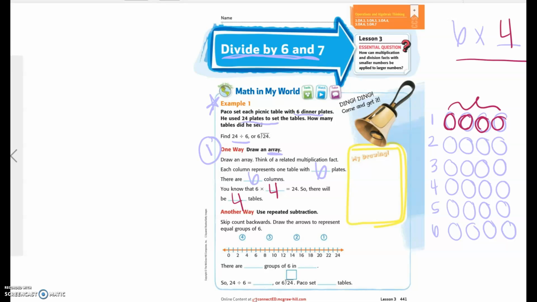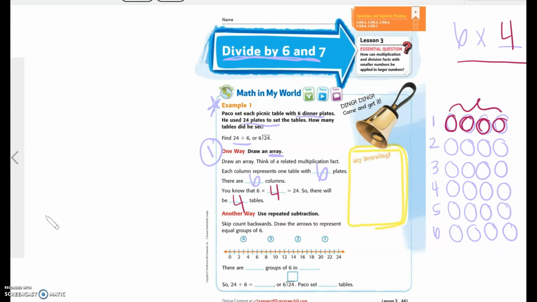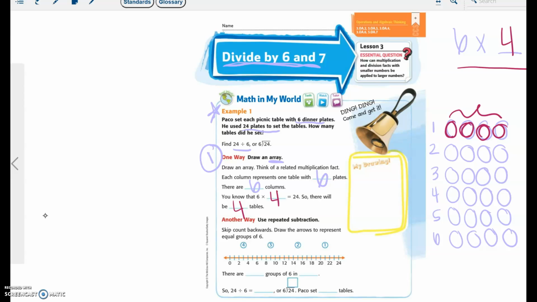So we actually used 2 different strategies in this first example. We used a related multiplication fact, and we drew a picture to help us find the answer. 24 plates total with 6 plates on each table means that there are going to be 4 tables. Well, let's look at another potential way that we could solve this division problem.